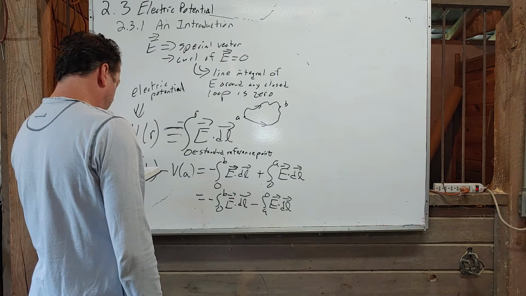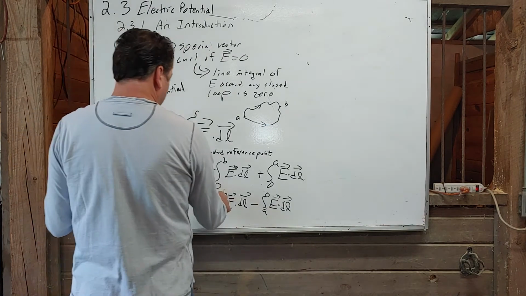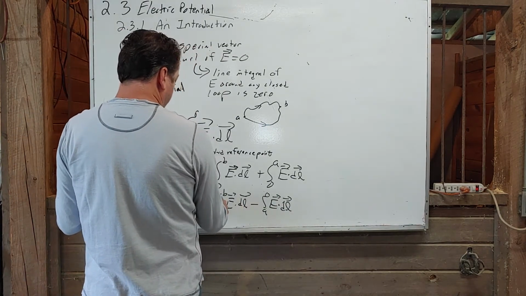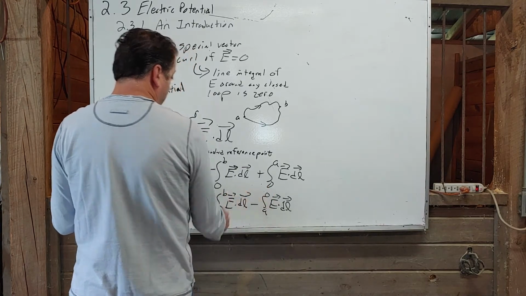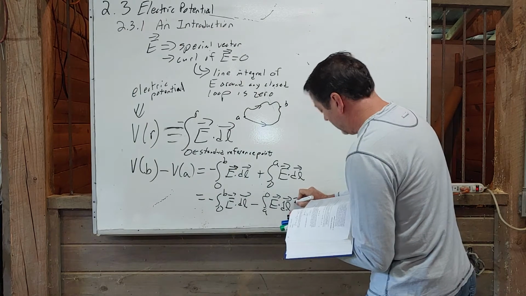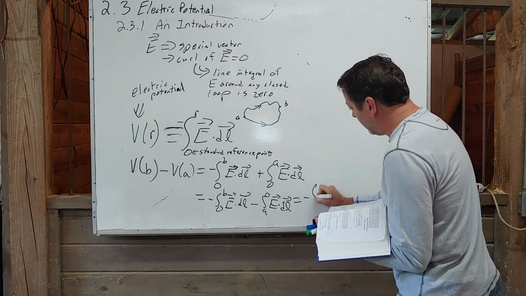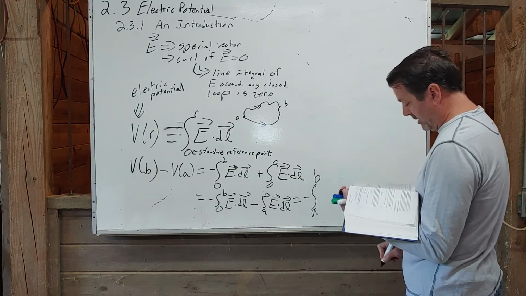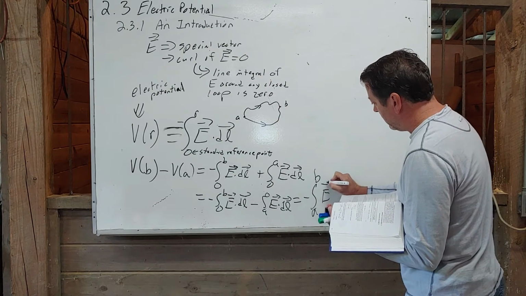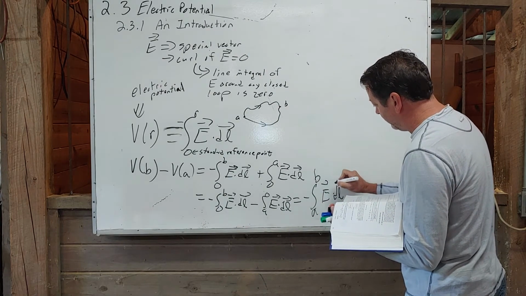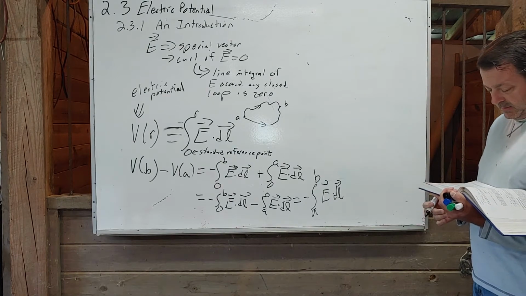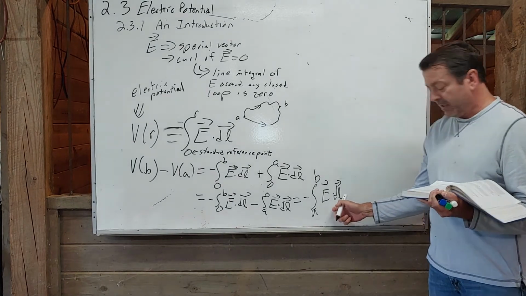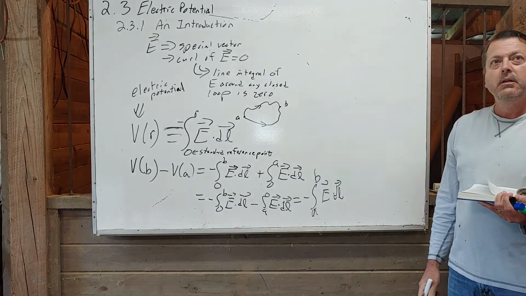Well, why would I do that? Well, if it's going from 0 to B, and A goes from 0 to B and then A to 0, I can combine these two and say that's really just minus my integral from A to B of E dot dl. Now, this gives me the potential difference between 2 points.